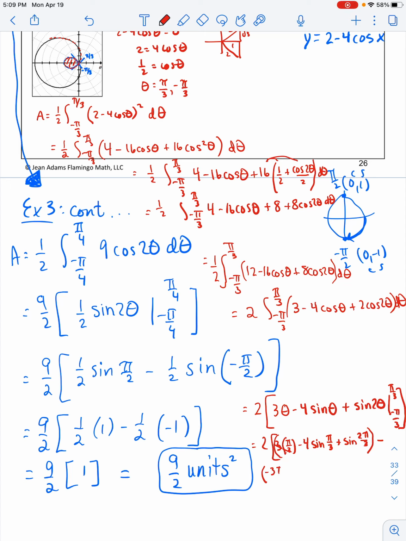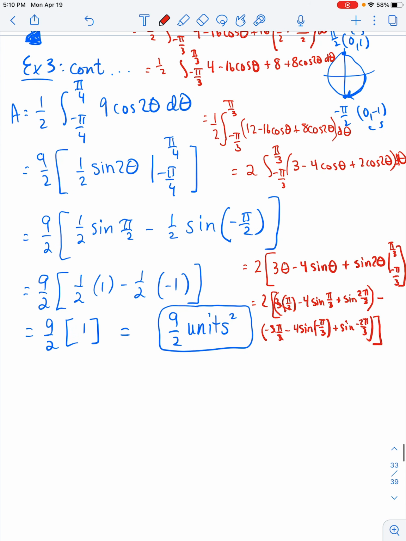minus negative 3 pi over 3 minus 4 times the sine of negative pi over 3 plus the sine of negative 2 pi over 3. Yay, now I can finally come in down here. So this is going to be pi.